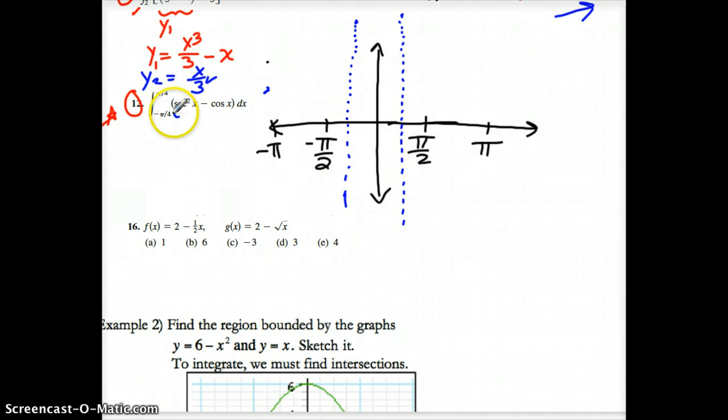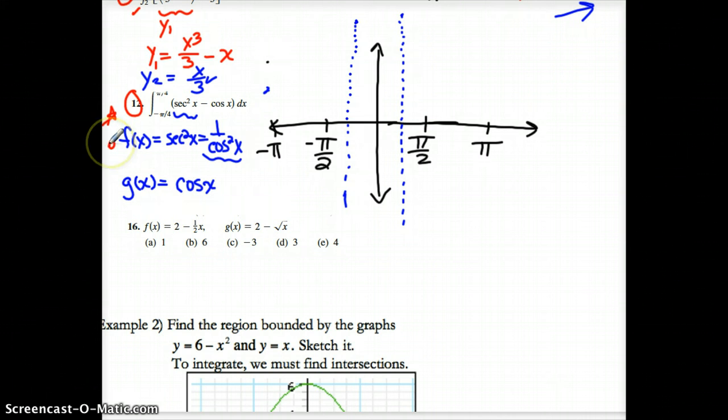And my first function, or my y1, or f of x, I actually think I'm going to call it f of x this time, is secant squared x, which is 1 over cosine squared x. And I'm changing it to cosine squared so I can go on my graphing calculator and see what that looks like. And my g of x, the one that I'm subtracting, is cosine x. So I'm going to go graph both of these. I think I'll do the top one in red. And you can go enter that on your graphing calculator if you would like.